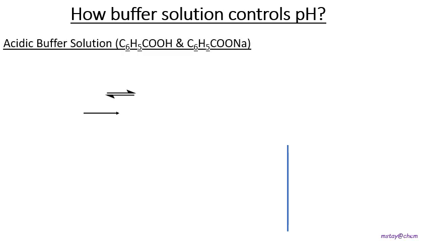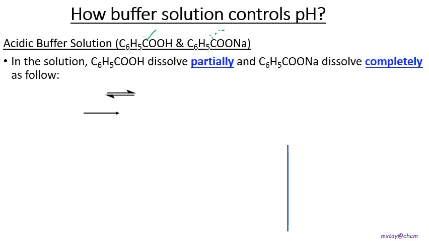So let's take the example based on tutorial question 13B. There is benzoic acid and also sodium benzoate. In the solution, as we know, benzoic acid is a weak acid, so it is going to ionize partially, while the salt, as we already discussed in the previous chapter, will always dissolve completely. So we can write two equations as follows.